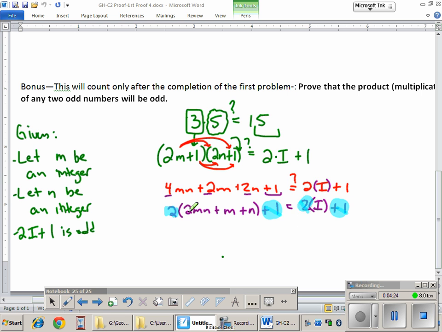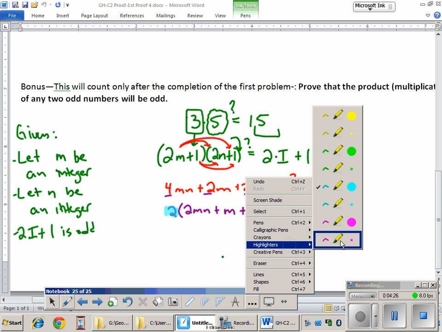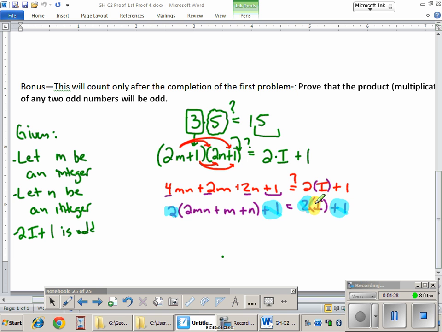Well, look at this part in the middle. I need it to be an integer. Well, if m and n are all integers, and so is 2, then this entire thing will result in an integer. So this is 2 times an integer plus 1, the same as 2 times an integer plus 1. Guys, that's a good proof.